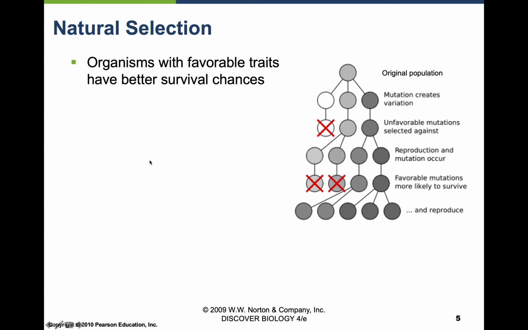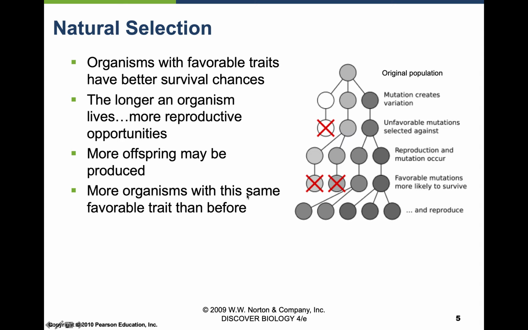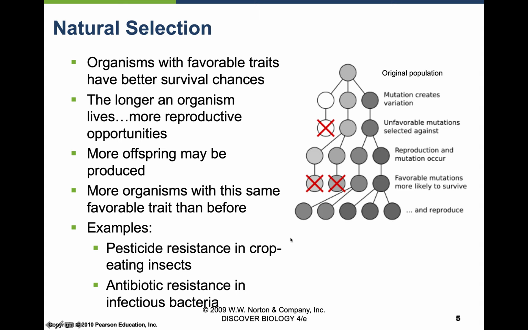Okay, so generally the longer an organism lives, the more reproductive opportunities it will have, more offspring may be produced, more organisms with the same favorable trait than before. That's what we're seeing here, right? And then you have these examples we've talked about already, pesticide resistance in the mite, or insects that can eat crops that become pesticide resistant. And we also talked about it in lice and bed bugs. There's antibiotic resistance as well in certain bacteria because we've used so many antibiotics so consistently in the medical system that it actually turns out that certain strains of bacteria are now resistant to any sort of antibiotic that could be used on them.